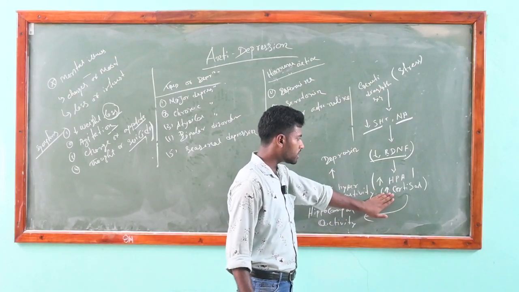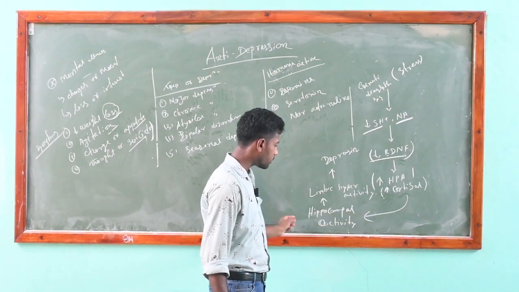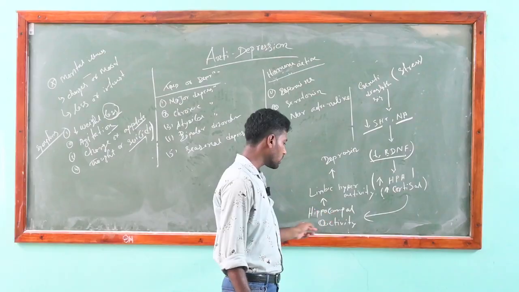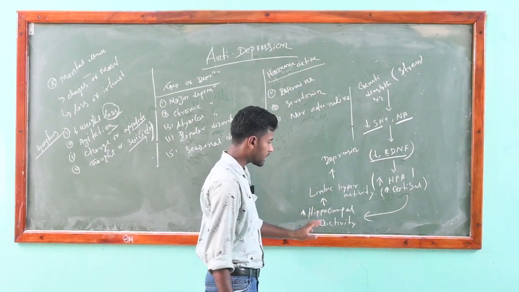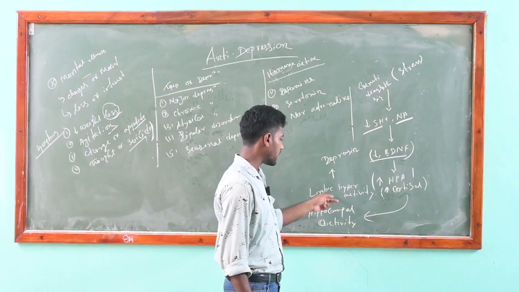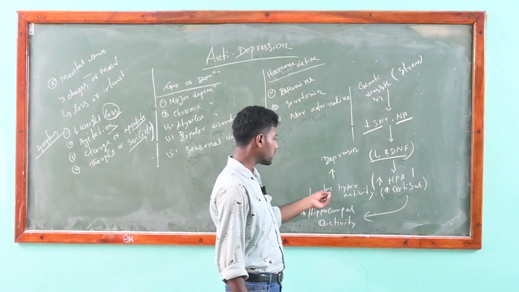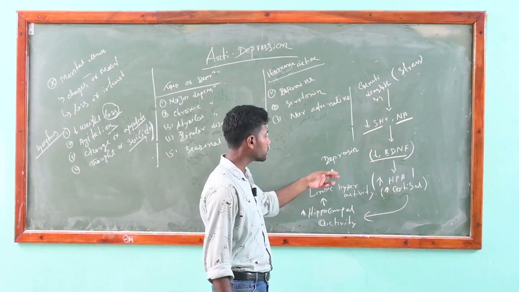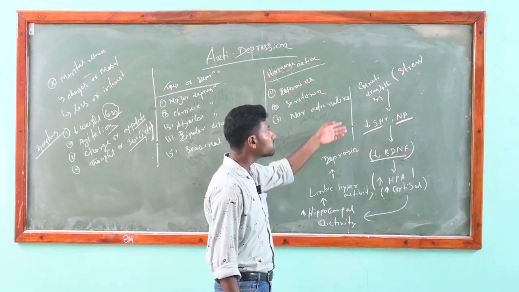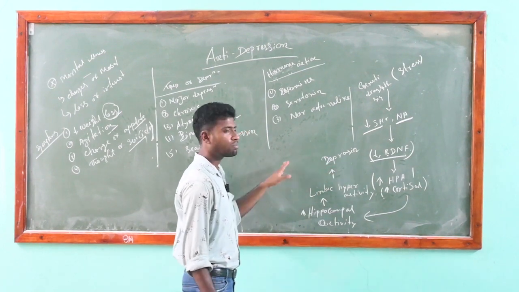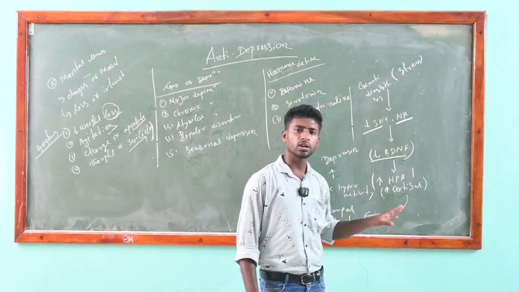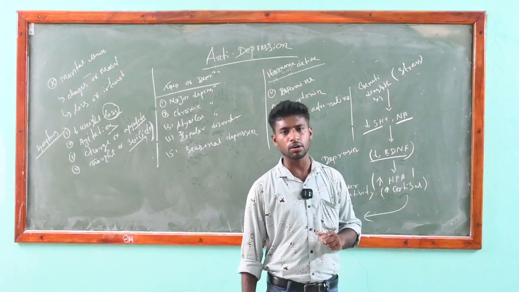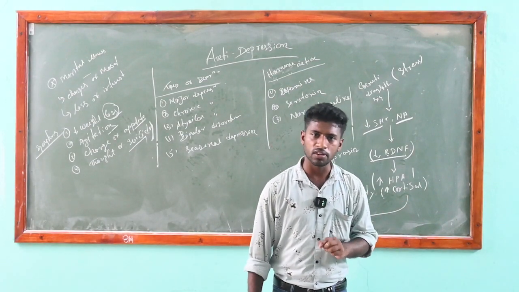Now when the HPA axis and cortisol hormone increase in our body, hippocampus activity changes. Then limbic hyperactivity begins, and depression comes into our body. This is the overall pathophysiology of depression. This is the unit of the antidepressant. Now the second class will continue the pharmacological activity of the antidepressant drugs.